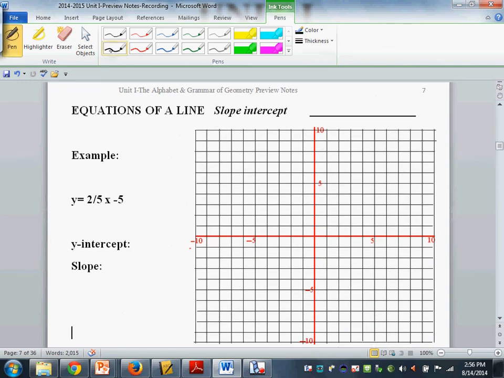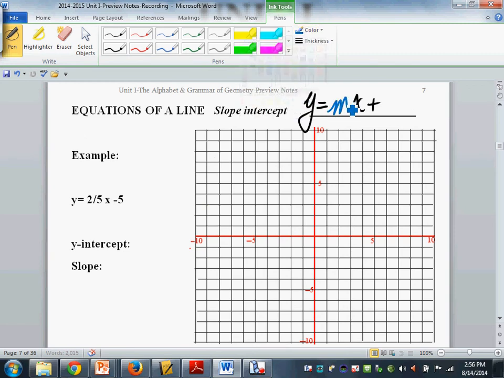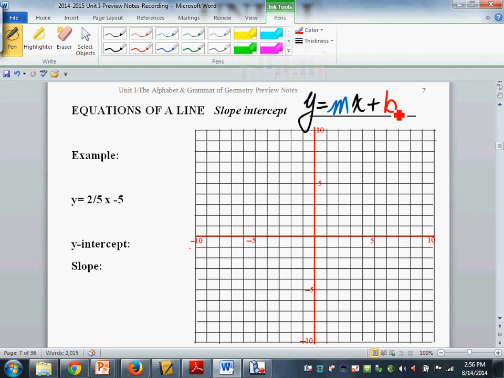Okay, slope-intercept equation of a line. This is the one you're most familiar with. Let me write the equation out. It's y equals mx plus b. That's what you're used to seeing. So y equals mx plus b. Okay. Let me show you how to graph that.